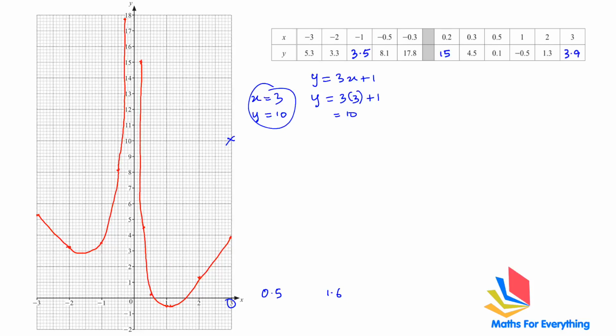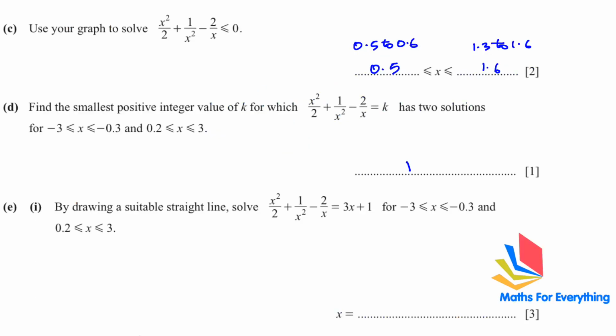That is here. For the other point, let's take when x is 0. When x is 0, y is 1. That is your second point, which is here. Now we'll join the 2 points together and make a line. So this is our line, and it cuts the graph at this point. So this is 0.3. X is equal to 0.3. If your answer is between 0.3 to 0.49, that is fine.